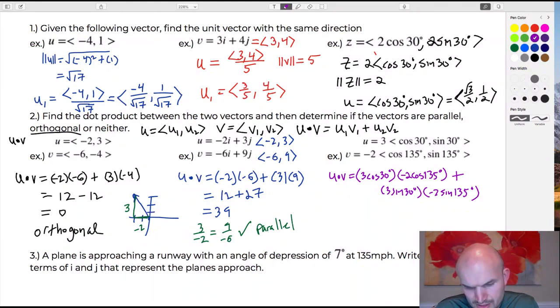So let me make sure I have all my parentheses. You've got to be careful. Oh, so I've got to insert a parenthesis. Oh crap, I think I already made a mistake. I did. All right, so now I'm going to have to type this all over again. Jeez, oh man. So you've got to be careful. That's why I kind of like a TI-84, you can see your parentheses. So 3 cosine of 30, 2 parentheses on the end, and then -2 cosine of 135, 2 parentheses, and then plus 3 sine of 30, 2 parentheses, times -2 sine 135, 2 parentheses.